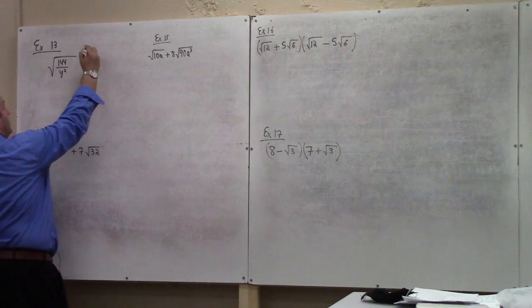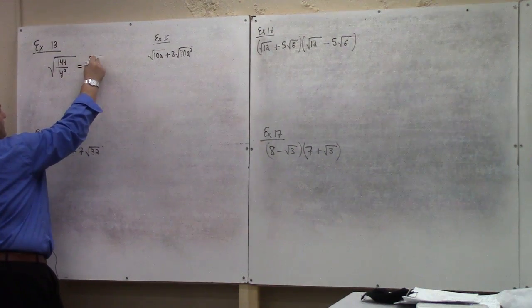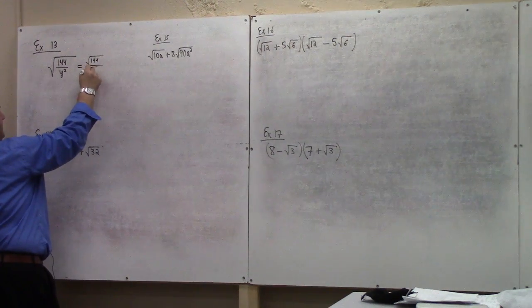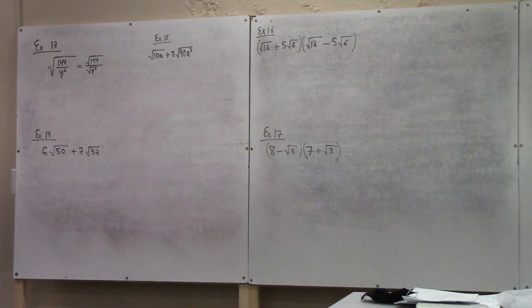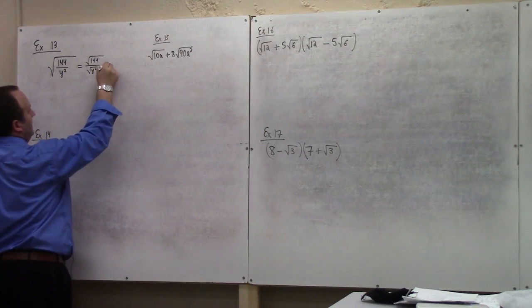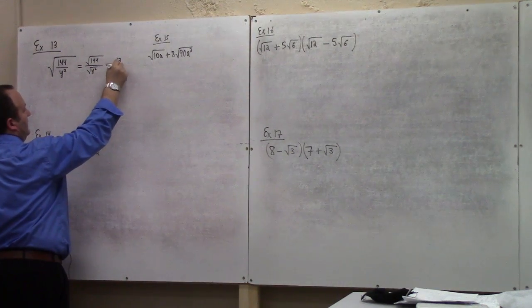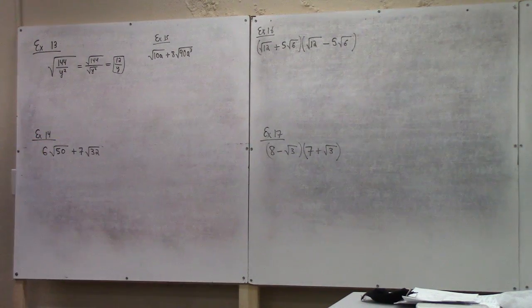So we can look at this as the square root of 144 divided by the square root of y squared. And I'm going to assume today that all of the variables are positive, right? So the square root of y squared is just y again. What's the square root of 144? 12. So we get 12 over y. There you go. So you guys get that one? Some people got it. Good, good.